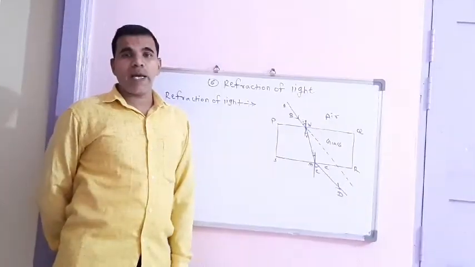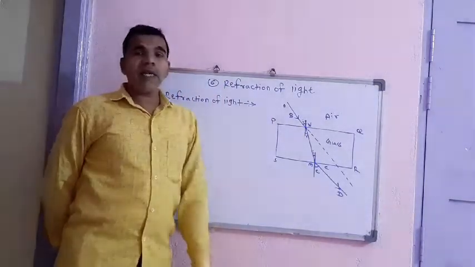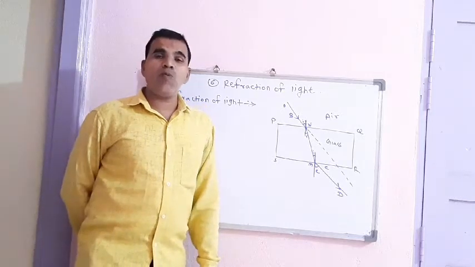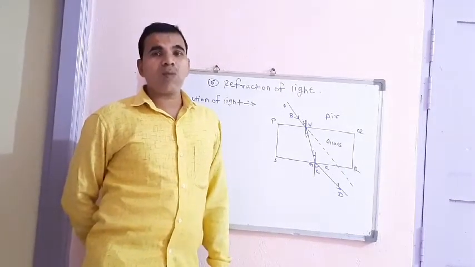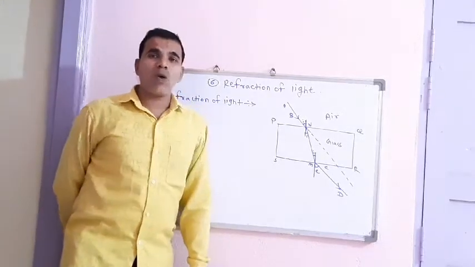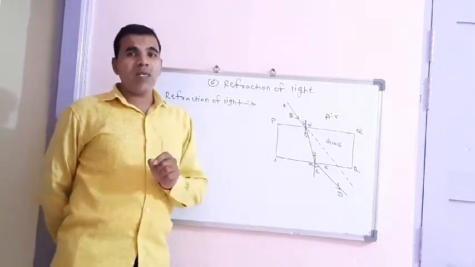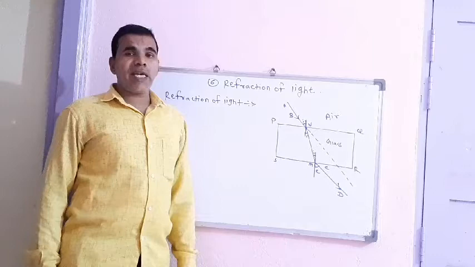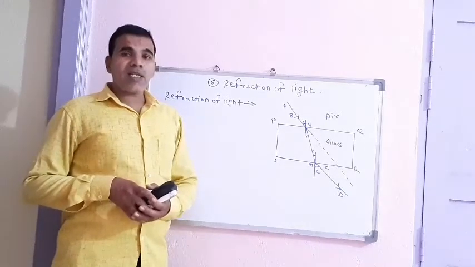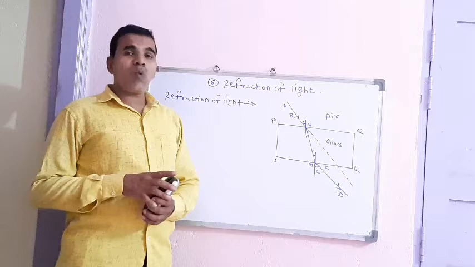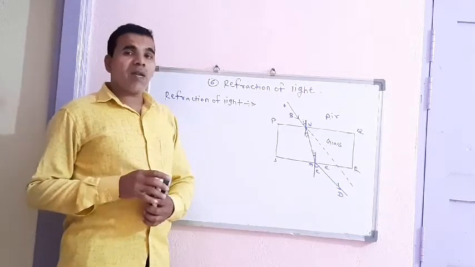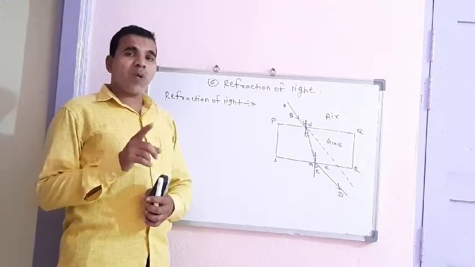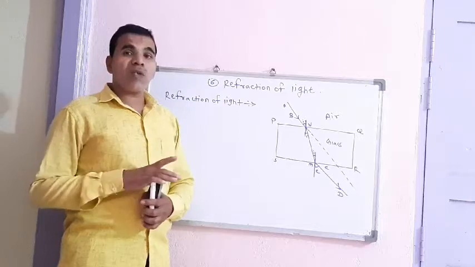Definition of refraction of light: light changing its direction. The changing of direction of light from one transparent medium to another transparent medium is called refraction of light. Or simply, we give the definition of refraction of light as: light changes its direction from one transparent medium to another transparent medium. This means light can change direction when it transfers from one transparent medium to another transparent medium.